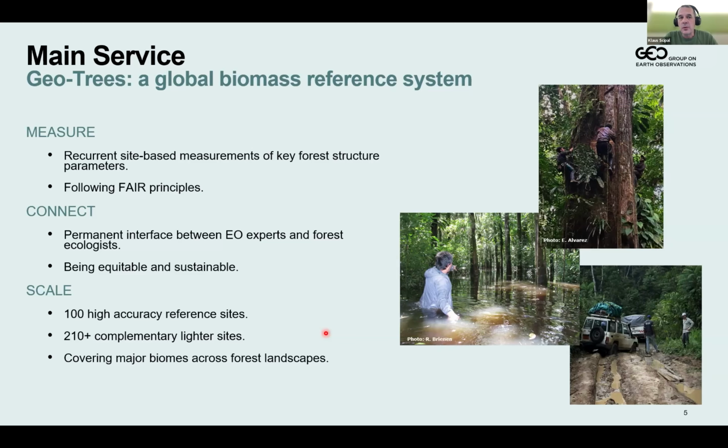We not only would like to measure these quantities, we also want to connect to the local communities. What we observe very often is that Earth observation expertise is very focused in the Northern Hemisphere, with engineers working for the European Space Agency or for JAXA or for NASA. But the ecological knowledge is in the south, with ecologists working in the field. So we would like to combine these two communities to really benefit both sides. For doing that, we need equitable and sustainable funding mechanisms.